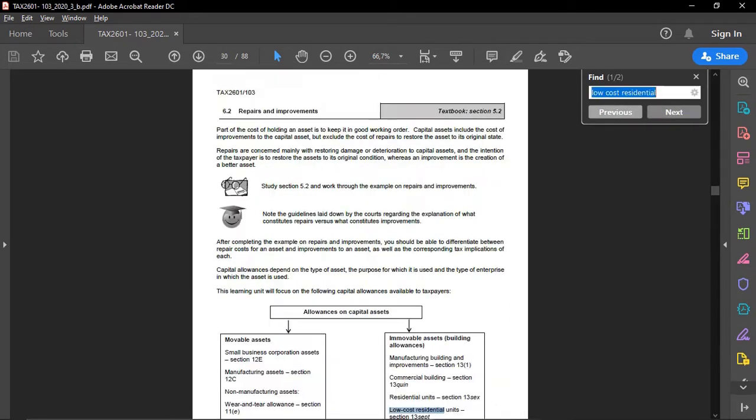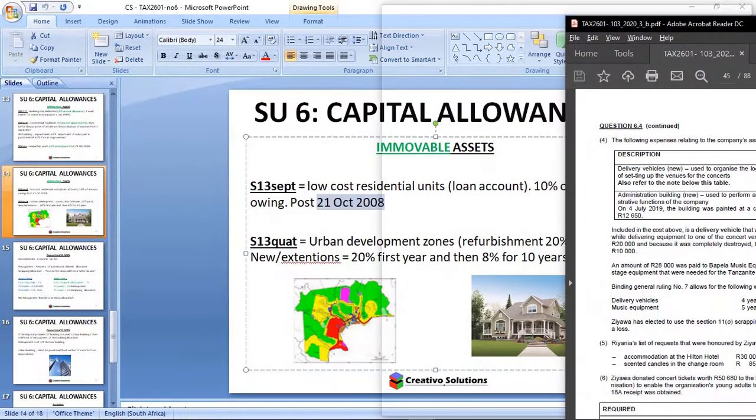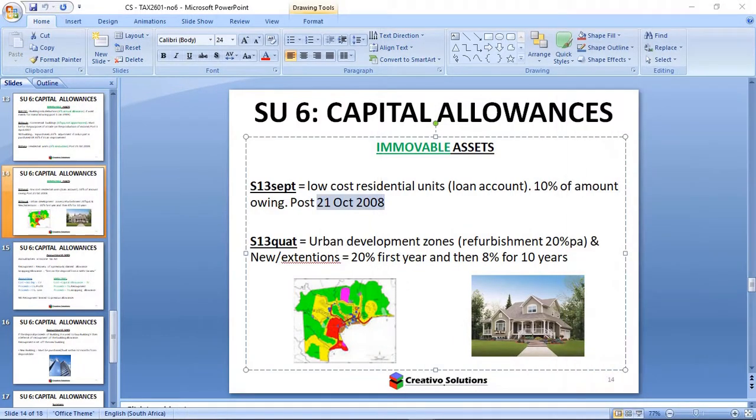Low cost residential. Let's see what the search option can find. Okay, it doesn't find anything. Alright, so it looks like unfortunately the study guide doesn't actually have any specific examples that you can utilize or look at. So I would refer you to your textbook and you can then consider what's in the actual textbook to then apply that to the scenario.